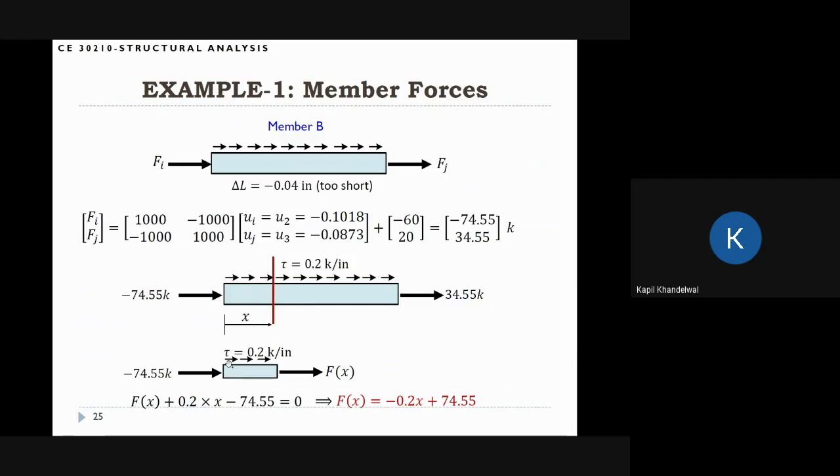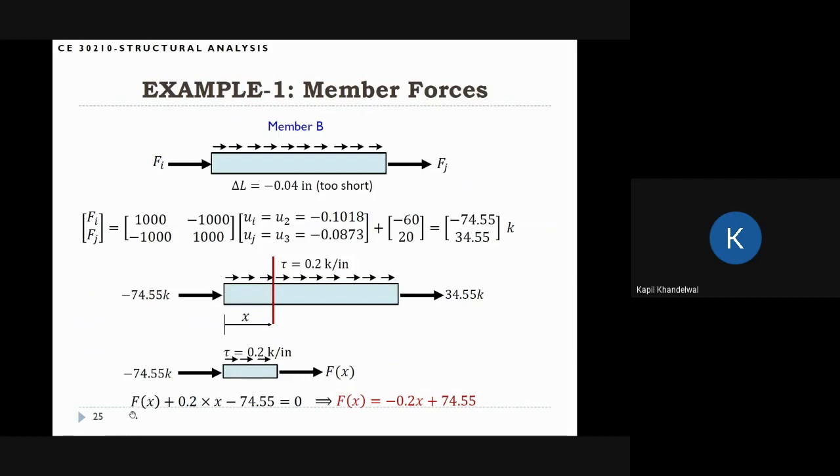For example, the traction here is given by 0.2 kip per inch, and we can take a small portion of this bar and draw a free body diagram, and I'm denoting the force at the location x by fx. So the force here is fx, traction was 0.2 kip per inch, and this is the Fi force here that we already calculated, minus 74.55.